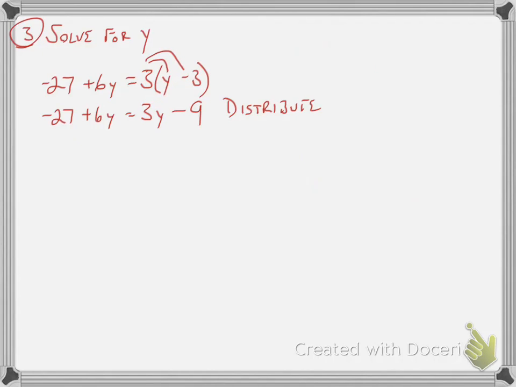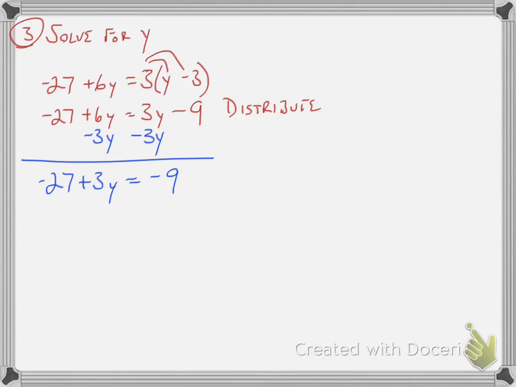On each side, combine any like terms if you can. If you can't, now I'm going to get everything like terms on one side. So if I move this 3y over here with this one, in order to get rid of it on the left side, I'm going to have to use the inverse operation. It's a positive 3y, so I'm going to subtract 3y, and I would have to subtract 3y over here. So I have negative 27, 6y minus 3y becomes positive 3y, and negative 9.